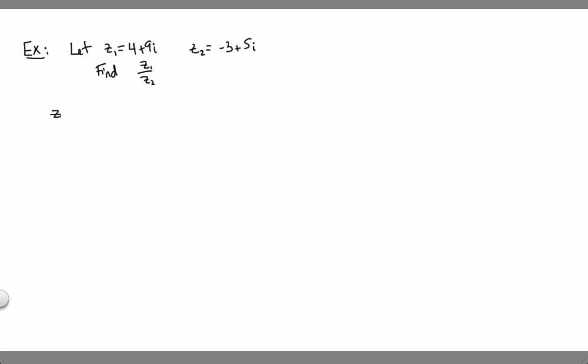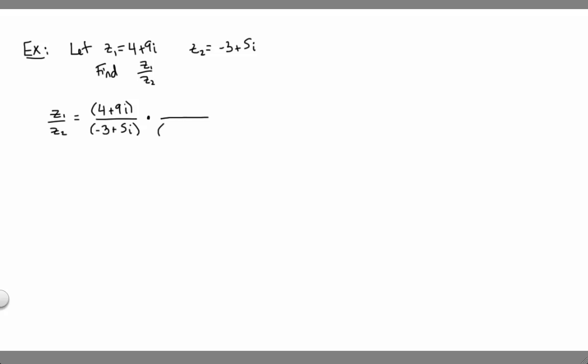All right, so to start the calculation, z1 over z2, let's just write out the details. We'd have 4 plus 9i over -3 plus 5i. And the main trick to dividing complex numbers is we are going to multiply top and bottom by something. By multiplying top and bottom by the same thing, we won't be changing the complex number, we'll just be changing how it looks.